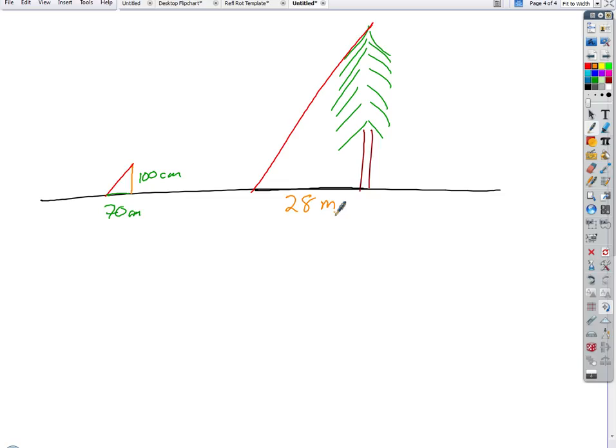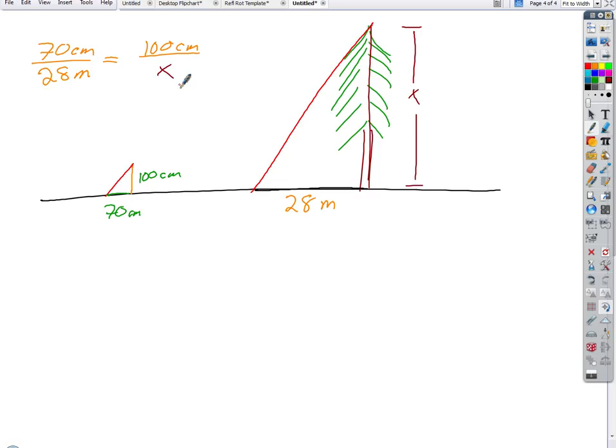Okay, so I could do big to small, or small to big, doesn't matter. So 70 centimeters over 28 meters equals something over whatever we're going to call it. Call it X, the height of the tree. We'll call it X, right? And we can set that up and solve it, right?